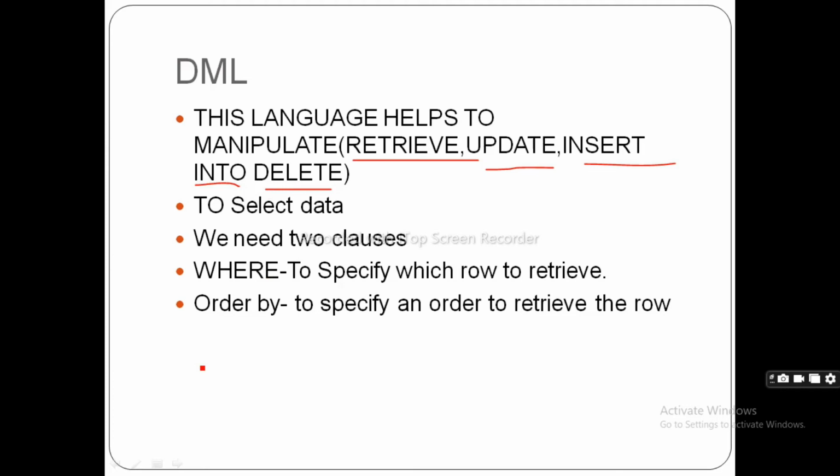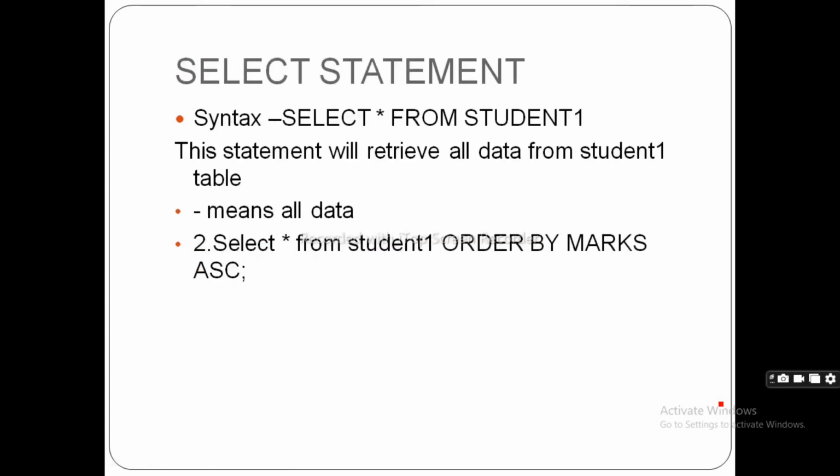Now if I want to select the data, to select the data we need two clauses. First is the where clause and second is the order by clause. The where clause specifies which rows to retrieve, and order by specifies the order in which to retrieve the rows. Select statement: select asterisk from student1. This statement will retrieve all data from student1.